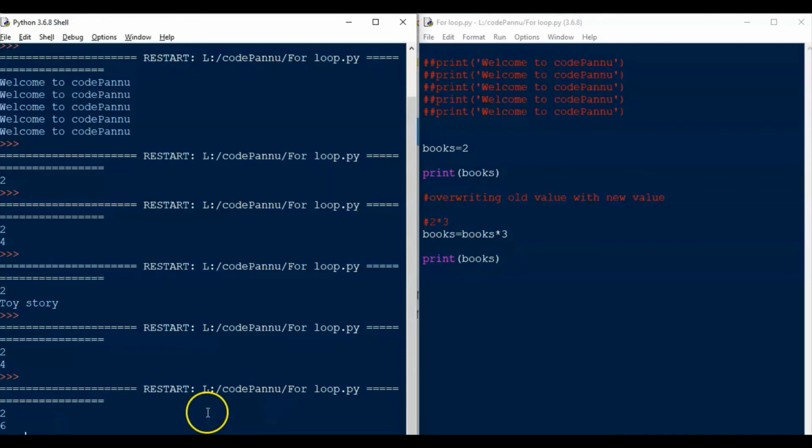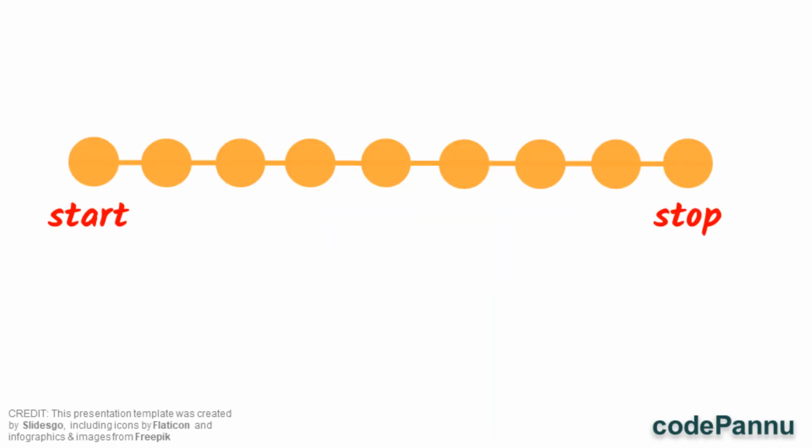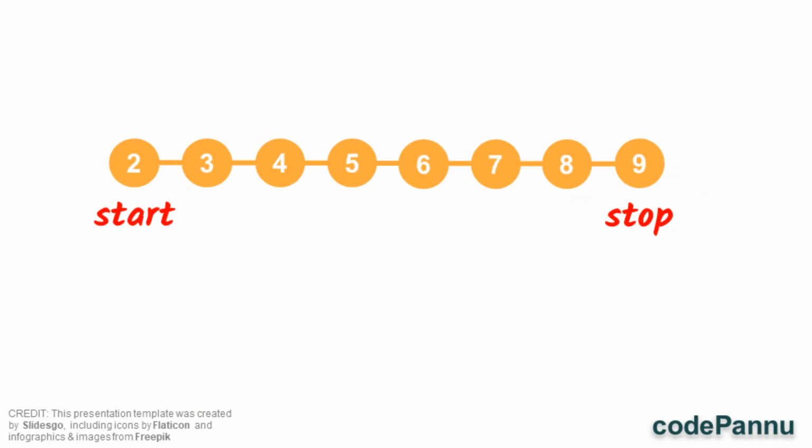So now the second thing we need to know about is range. So I'm going to remind you about range, which we learned in level 1. So we know that range is a continuous set of values which goes from the start value to the stop value. For example, if our range is 2 to 9, then 2, 3, 4, 5, 6, 7, 8, 9 are values within the range.